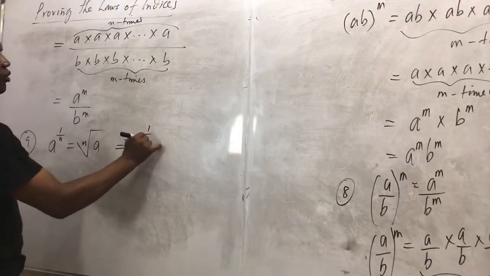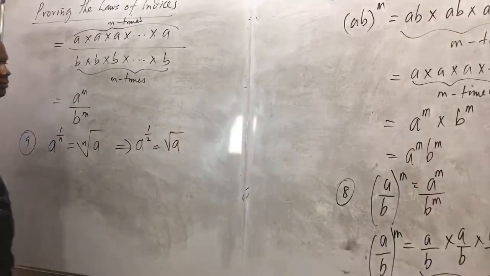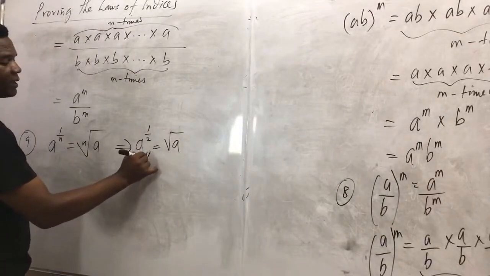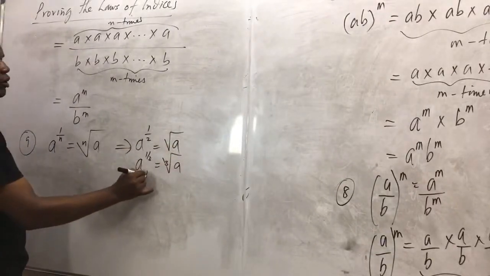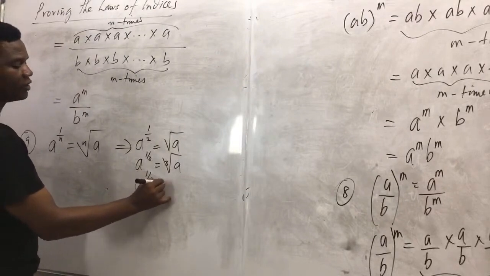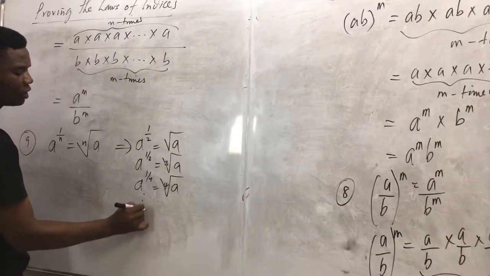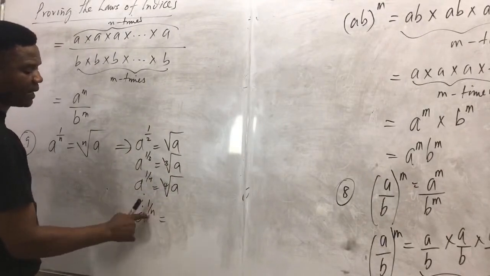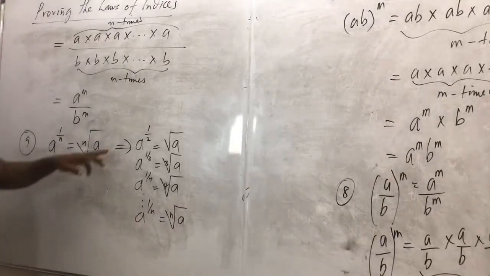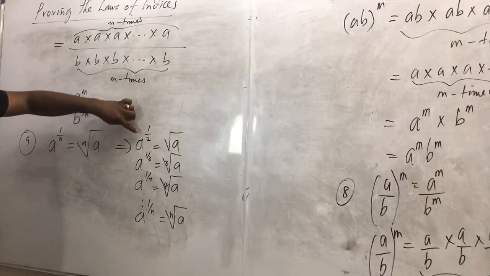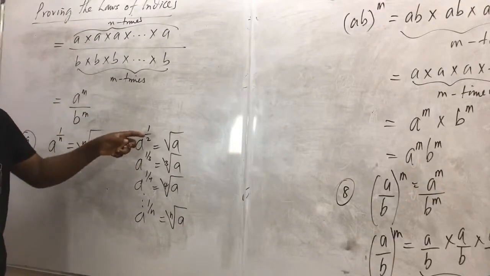So, a raised to the power 1 over 2 can be written as the square root of a. A raised to the power 1 over 3 can be written as the cube root of a. A raised to the power 1 over 4 can be written as the fourth root of a. And it goes on. We can infer that a raised to the power 1 over n can be written as the nth root of a.